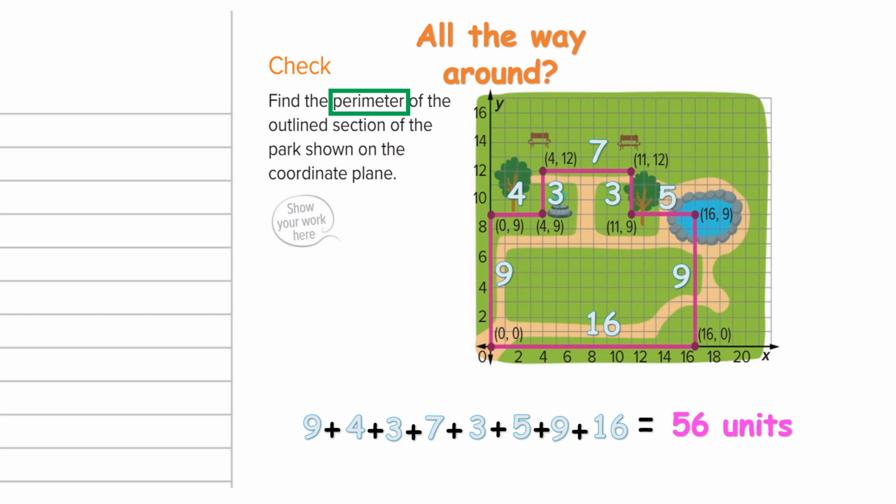Now, the reason I find it easier to do that is counting cubes, sometimes we lose count, right? And therefore we end up with a different number. But either way, if you counted your units or if you did the math, you should still get 56 units, which is the perimeter of this particular park.